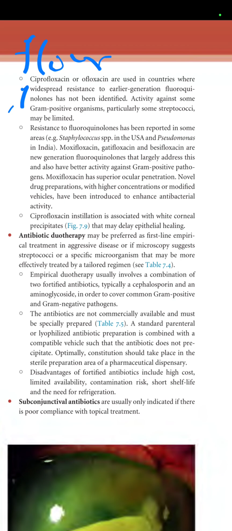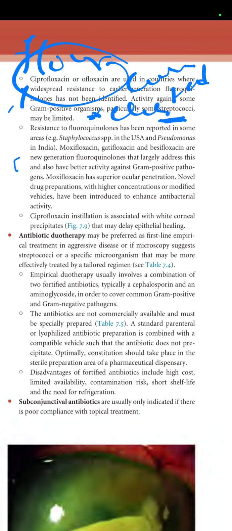ciprofloxacin and ofloxacin. Activity against some gram-positive organisms, particularly some streptococci, may be limited. Resistance to fluoroquinolone has been reported in some areas because it is a very commonly used and prescribed medication, so it tends to become resistant now. Where it is resistant: Staphylococcus species, especially in USA, and Pseudomonas in India. So in India, Pseudomonas is resistant to fluoroquinolone.